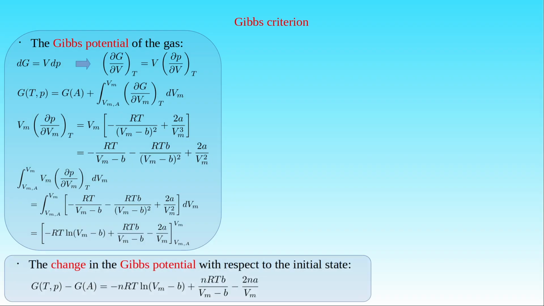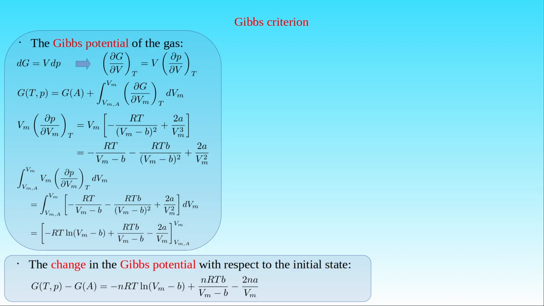As a result, the change in the Gibbs potential G of a system evolving from the state A is given by minus the amount of species N of the medium in the system, times the gas constant R times the temperature T, times the natural logarithm of the difference between the molar volume Vm and the constant B, plus N times R times T times B over the difference between Vm and B, minus 2 times N times A over Vm.